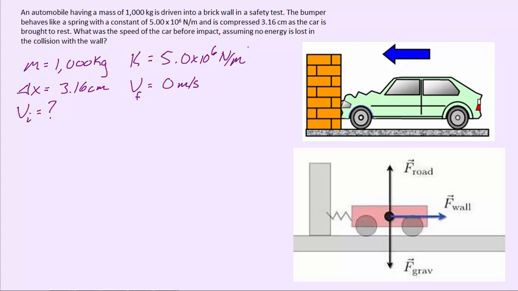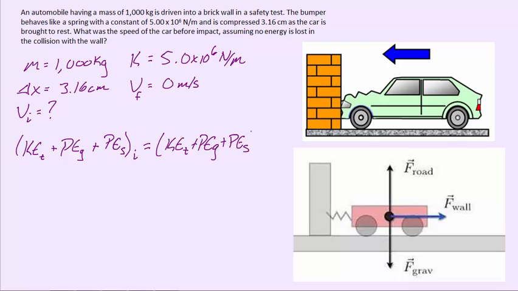So since it says that no energy is lost, we can use our conservation of mechanical energy once again, which states that our translational kinetic energy plus our potential energy due to gravity plus our potential energy of a spring initially is equal to our translational kinetic energy plus potential energy due to gravity plus our potential energy of the spring at its final point.